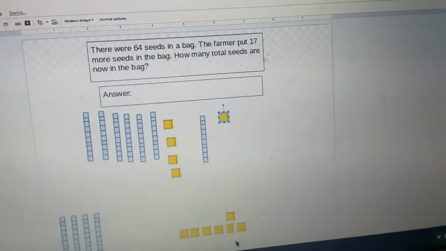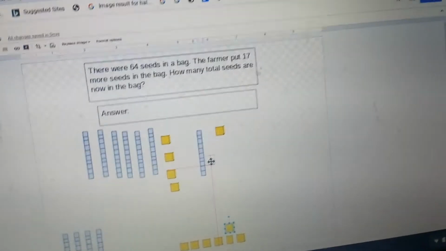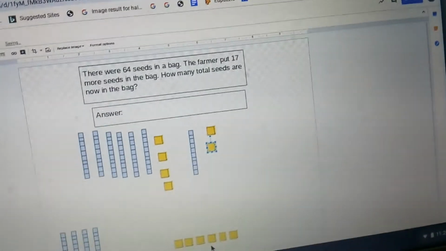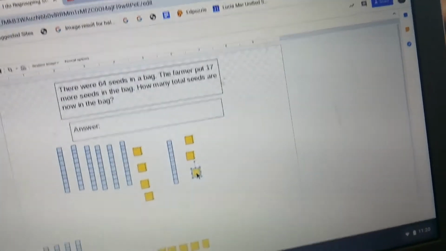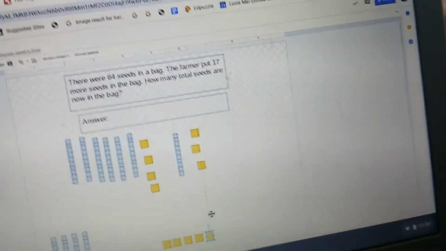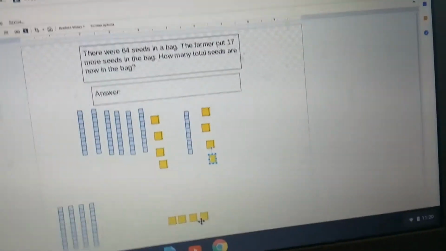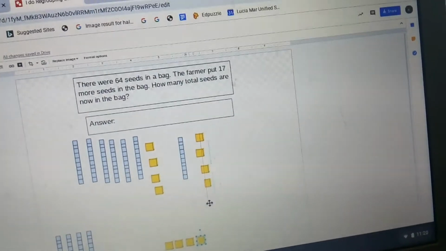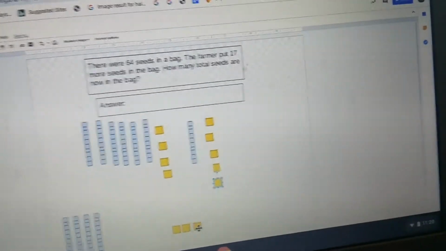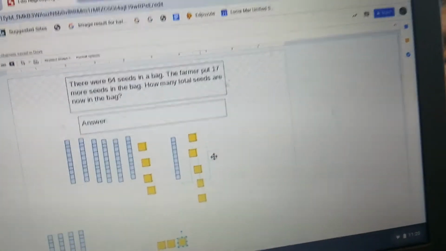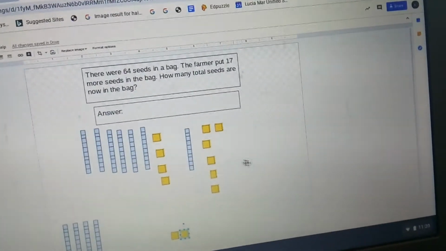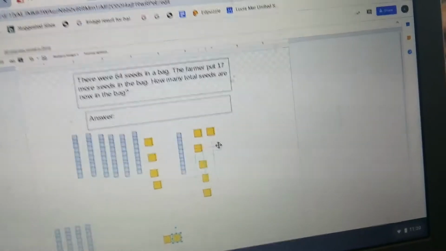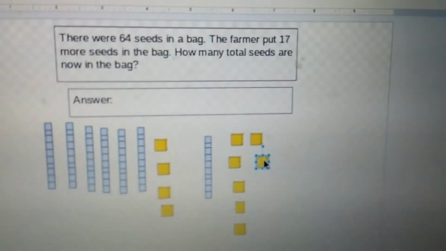1, 2, 3, 4, 5, 6, and our last one, 7. Alright, so both numbers are built. I have 64 and 17, which is the same as 10 plus 7.